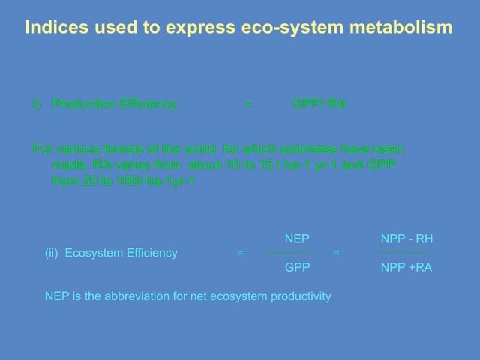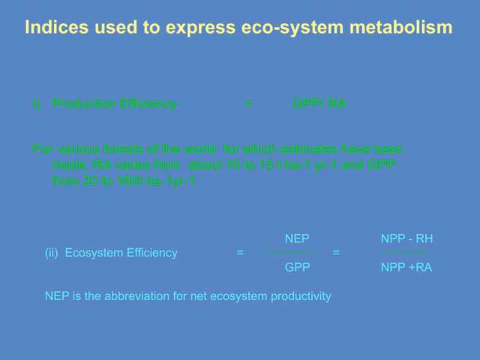Next, we have NEP, or net ecosystem productivity, which is defined as NPP minus RH. NPP, or net primary productivity, is the energy remaining after plant respiration that can be used for growth or stored in the ecosystem. RH represents heterotrophic respiration, which is the respiration by microbes and animals that decompose organic matter. Finally, there's ecosystem efficiency, which is calculated as GPP divided by the sum of NPP and RA.